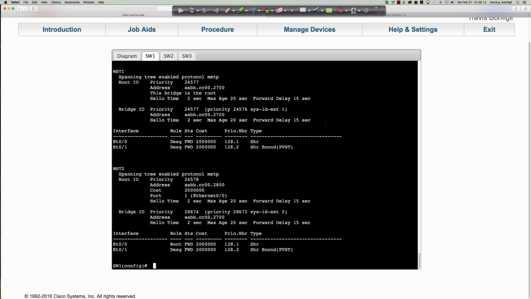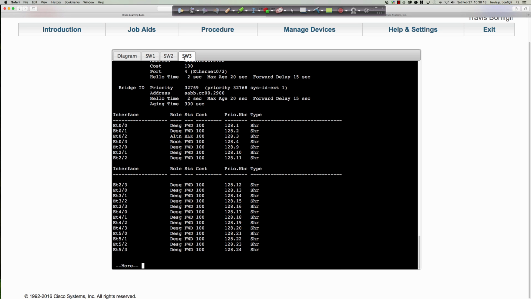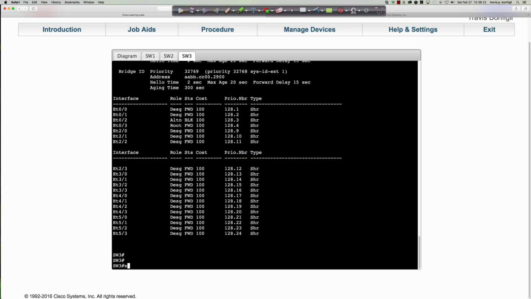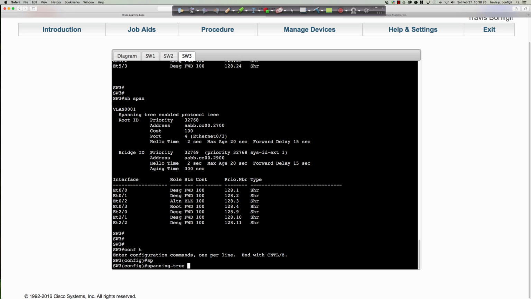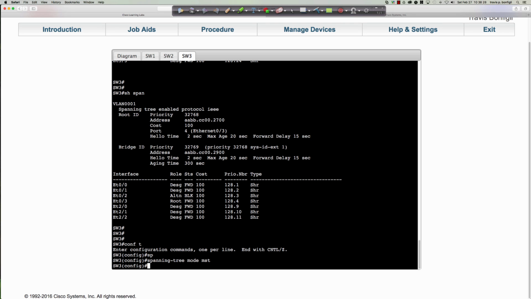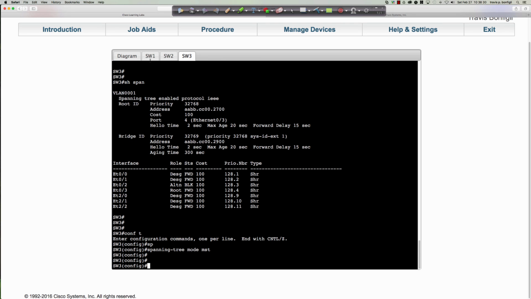All right, so we've got that taken care of. We can see the limited number of spanning tree instances that we need. I believe switch 3 is still running. Show span. Yes, so we have one last switch here. So spanning tree mode MST.